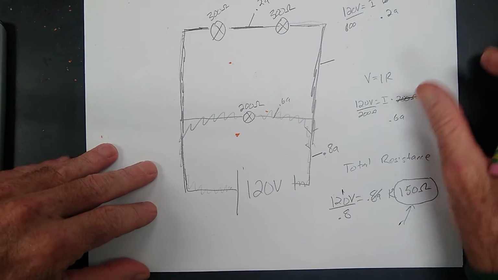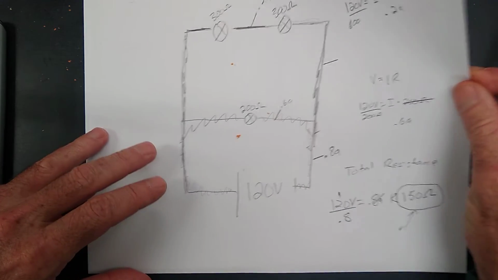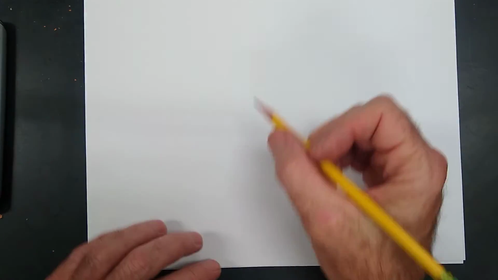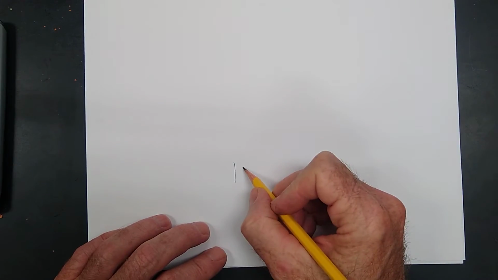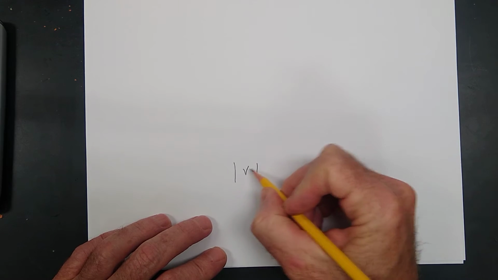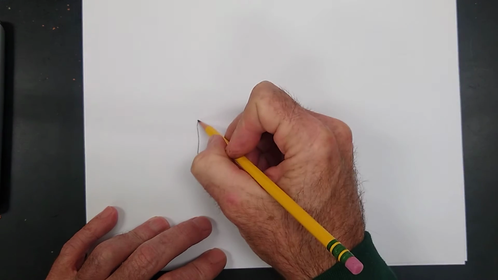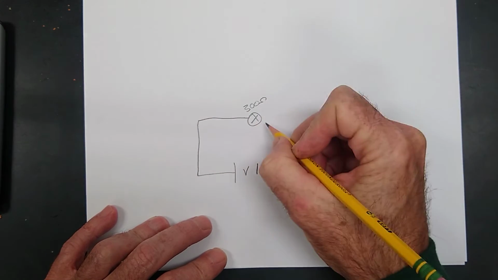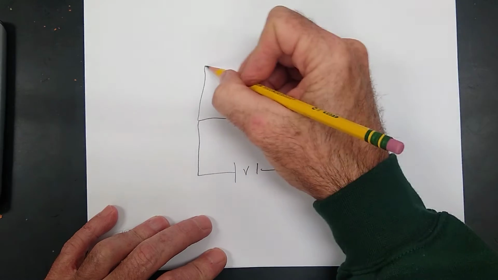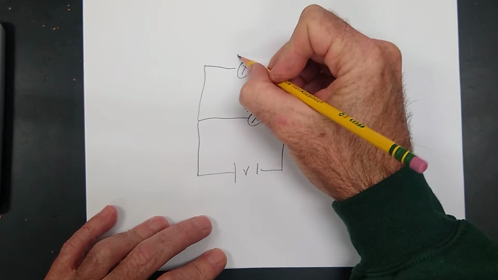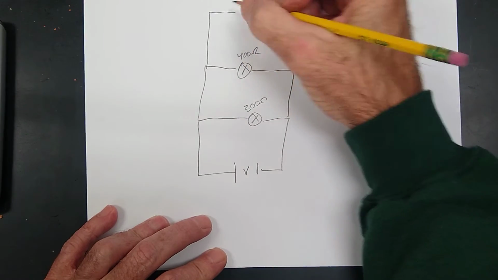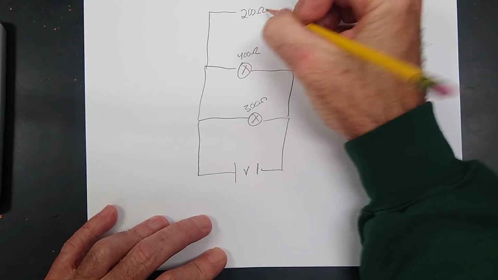Now here is a formula for solving for the resistance of a parallel circuit, okay? I'm going to draw a parallel circuit, and the voltage doesn't matter. And we've got a bulb here. I'm going to call it 300 ohms. And we've got a bulb here. I'm going to call it 400 ohm resistor. And we've got a bulb here, I'm going to call it a 200 ohm resistor.